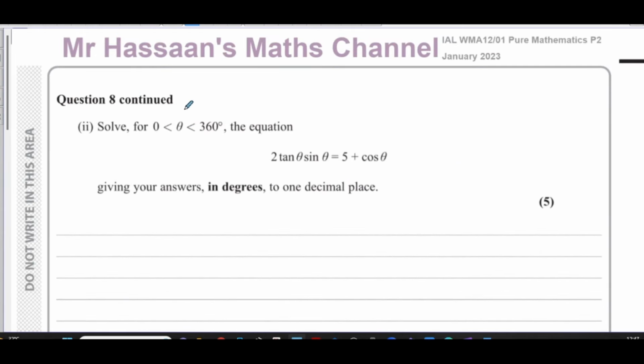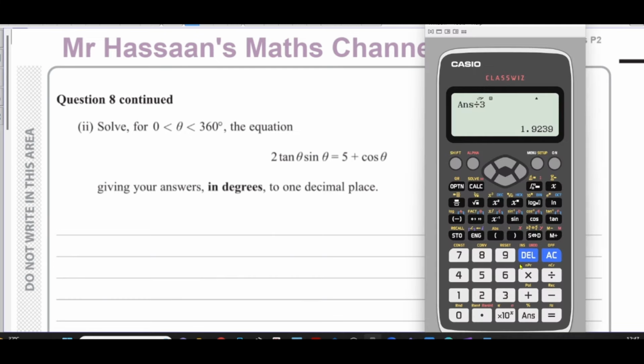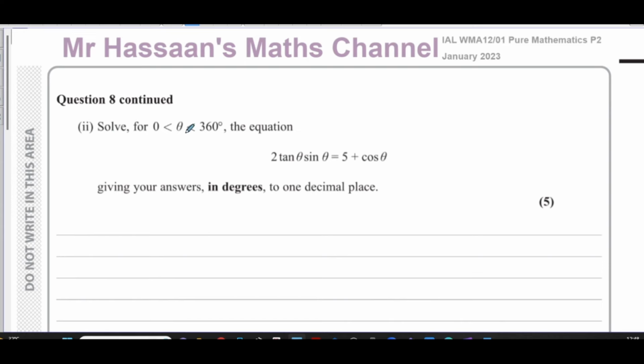Now for part two. This is now in degrees, so just to make sure that we don't mess up, I'll go straight away and change this into degree mode now. Okay, so now in degree mode. So solve for theta between 0 and 360 degrees the equation 2 tan theta sine theta equals 5 plus cosine theta, giving your answers in degrees to one decimal place.